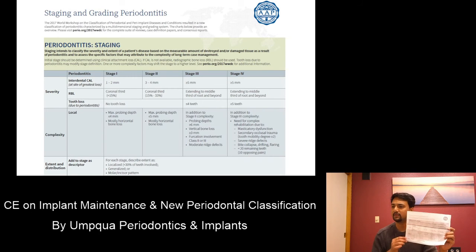And there's a new category in this new framework, which is a molar incisor pattern. In the older classification, that was a common presentation of aggressive or juvenile periodontitis lesions. But now we can classify molar incisor pattern with staging and grading too under this classification.